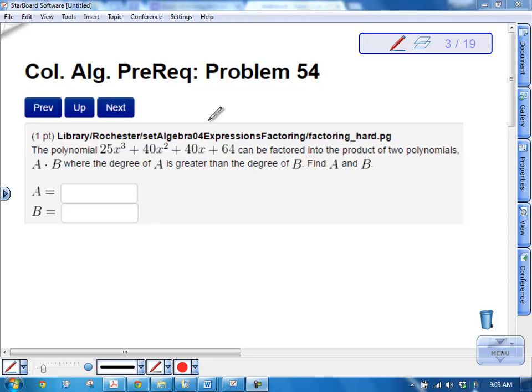Okay, this is problem 54. It wants us to factor this polynomial into a product of two polynomials, a times b, where the degree of a is greater than the degree of b. So let's try factor by grouping, because that's the only method we have with a cubic like this.